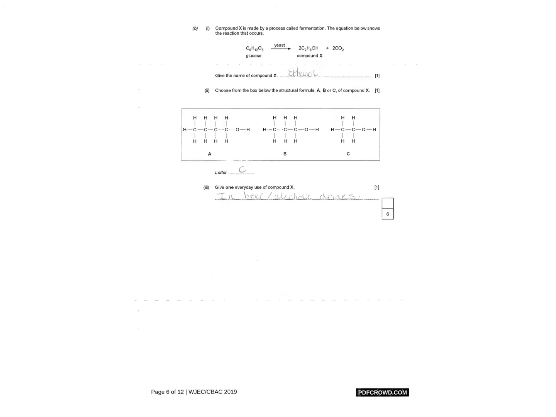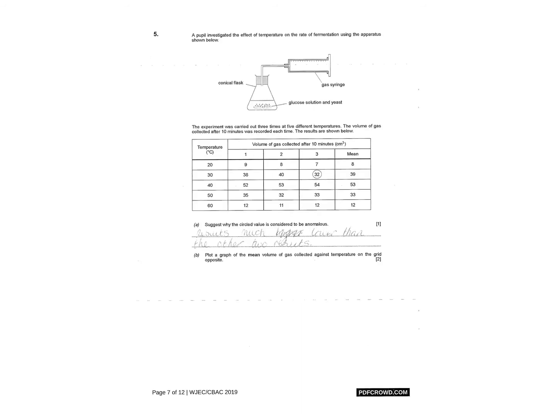Moving on then to the next part of the question. Name the compound that was made from glucose plus yeast: it would be ethanol. Give the structural formula of ethanol, which would be C2H5OH, because it's got 2 carbons. Give 1 everyday use of compound X: in beer or in alcoholic drinks. Suggest why the circled value is considered to be anomalous. If you look at the 2 other values, 38 and 40, they're very close. 32 is much lower, so the result is much lower than the other 2.